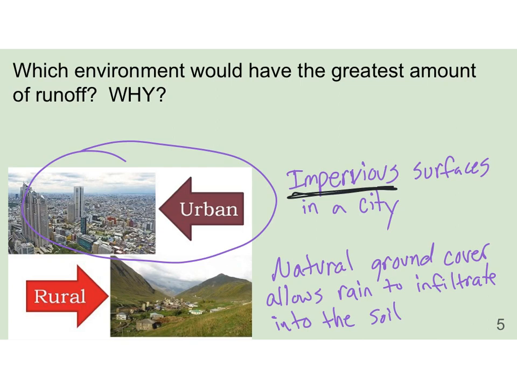Okay? In a rural area, you have natural ground cover like grass and bushes and trees and things like that. That natural ground cover can allow the water to infiltrate into the soil, and then that goes down into the groundwater, and it helps to replenish the groundwater supply.